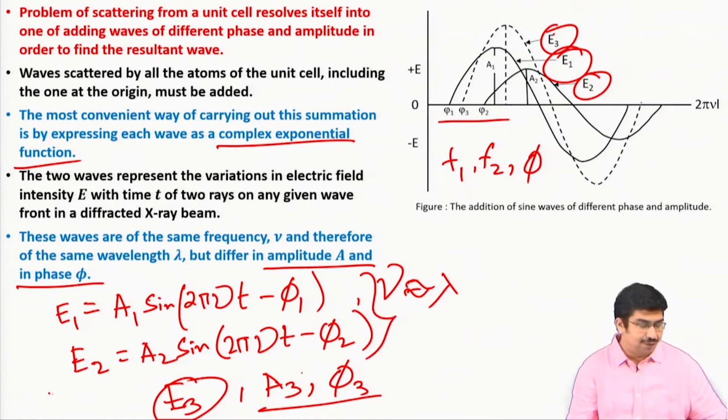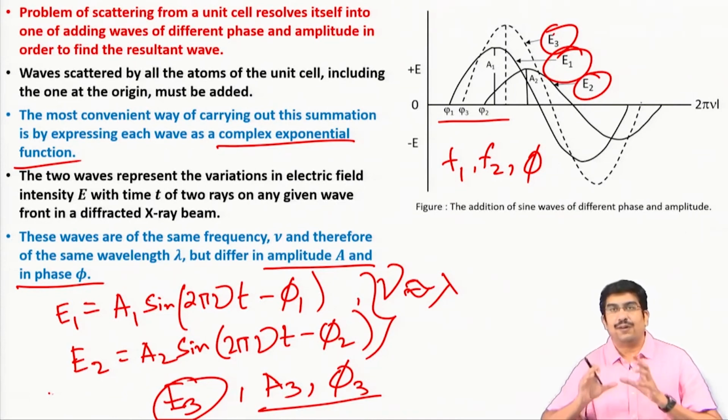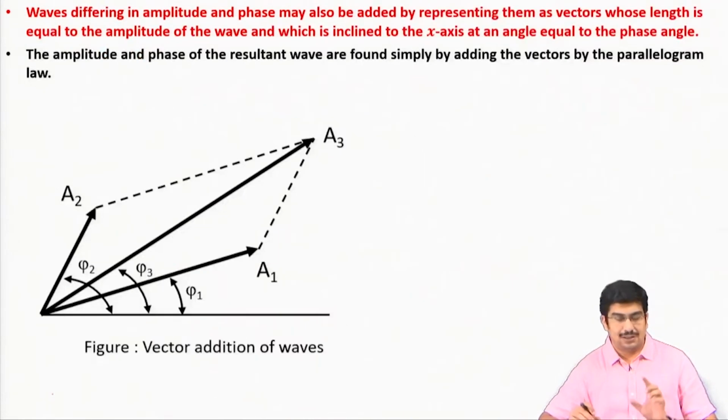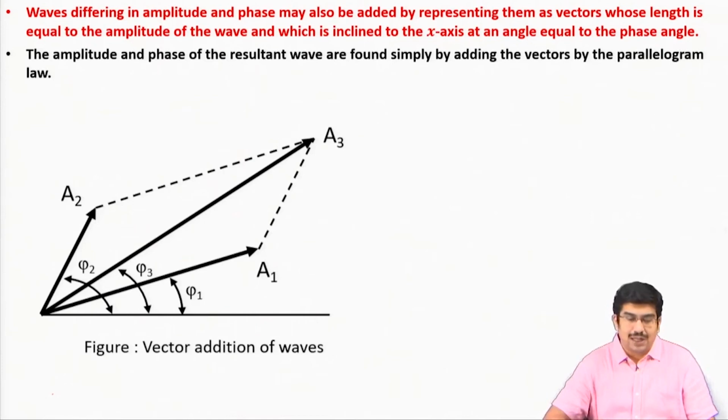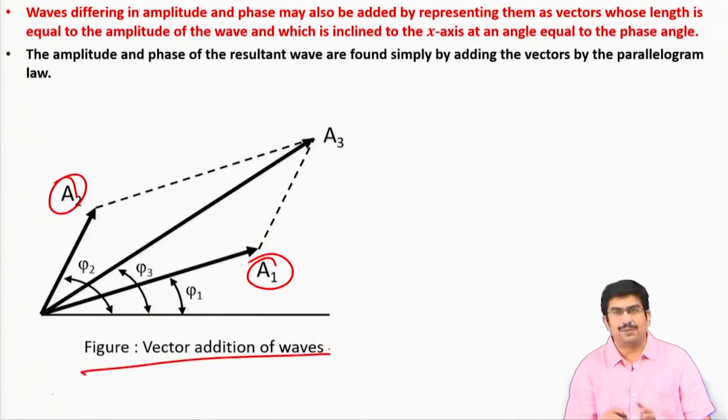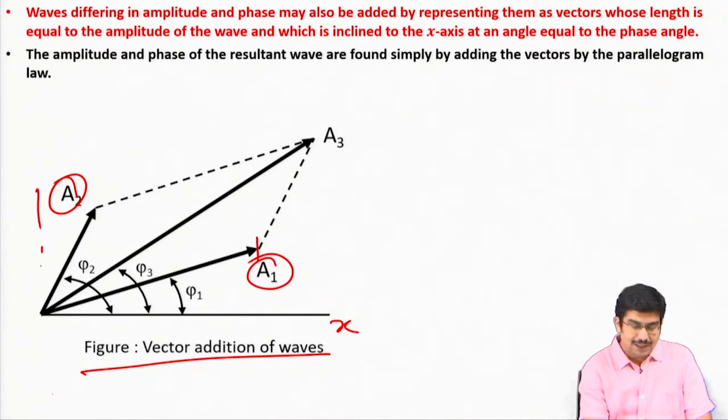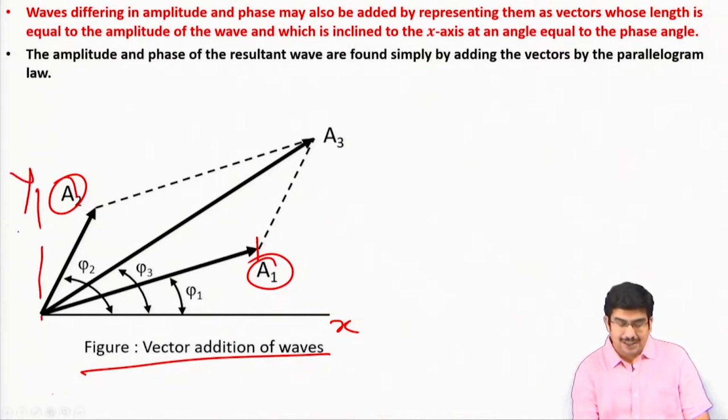So, we now have to find this third wave, E3, which will be the resultant final diffracted intensity coming out of this complete unit cell. One way we can do that is by expressing these two waves as vectors in the plane, using vector addition. We can think of the length as the amplitude, and the angle is related to the angle they make with the x axis.